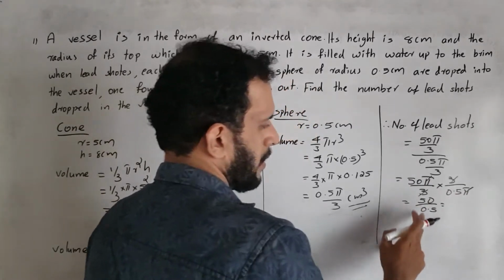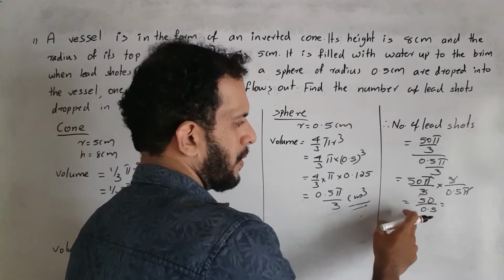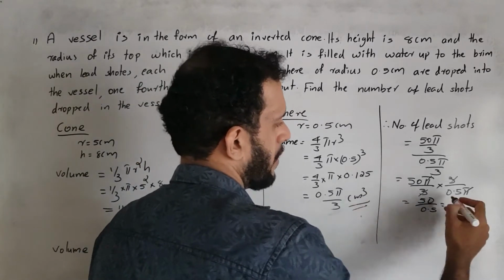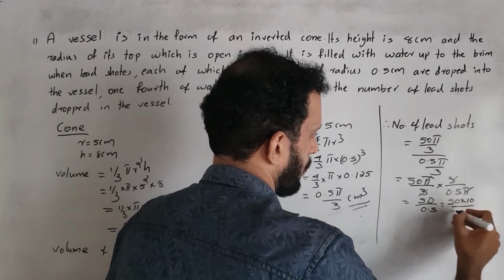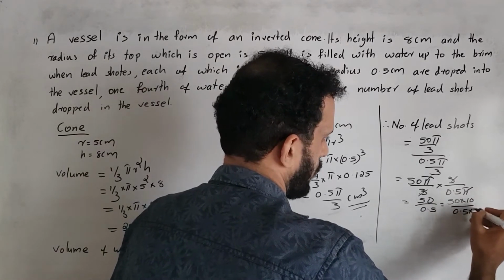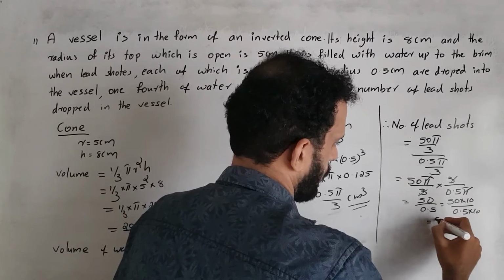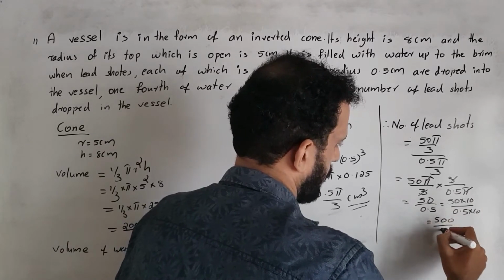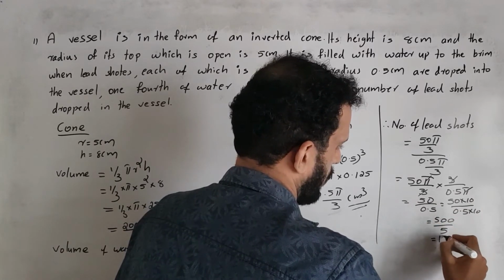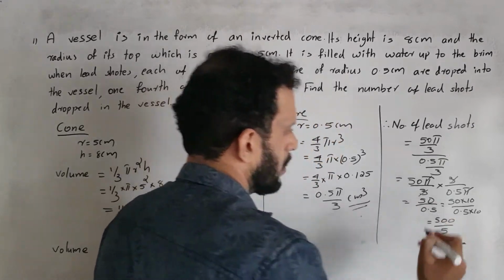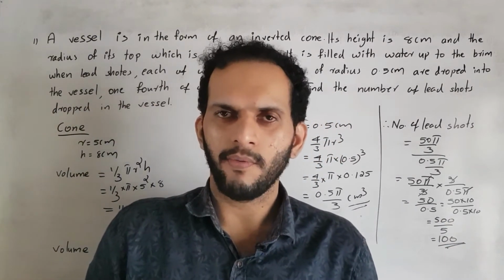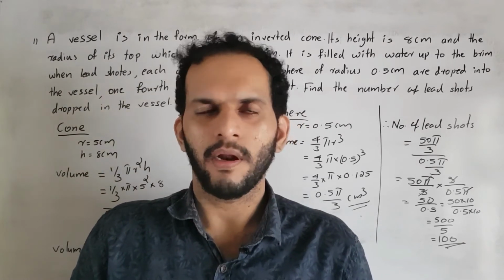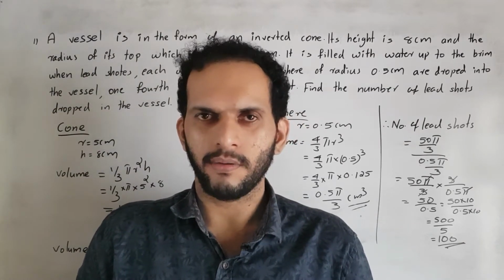Then the denominator is not a whole number, so we multiply both numerator and denominator by 10. So 50 into 10 by 0.5 into 10 is equal to 500 by 5. Then it is possible to divide, and we get the answer 100. How many lead shot did we drop in the vessel? We dropped 100 lead shot into the vessel. Okay, I think you got this idea.